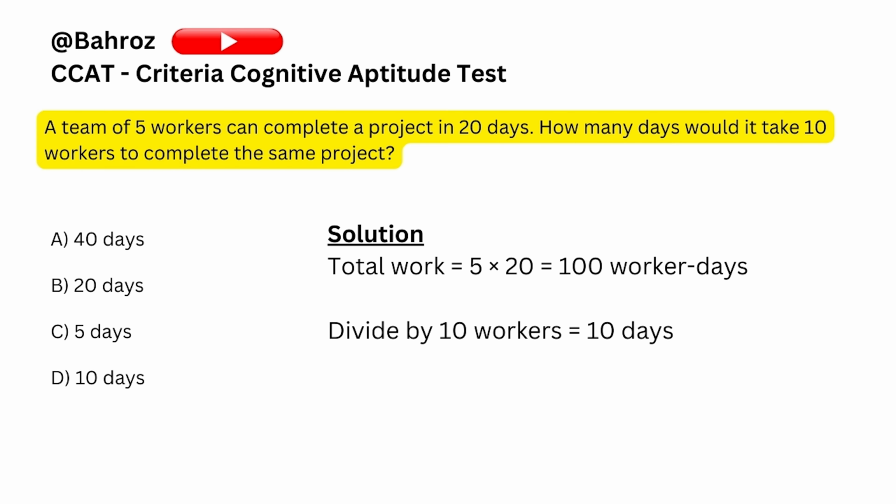The way to solve it is to first calculate the total work, which is 5 workers into 20 days, which is 100 worker days. That is the total workload. Now you have 10 workers doing that same 100 worker days of work, so 100 divided by 10 is 10 days. So our answer is D.